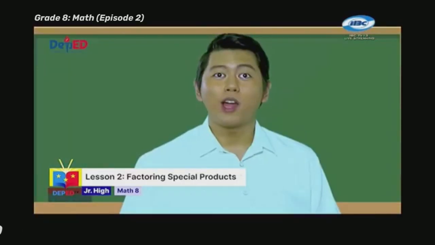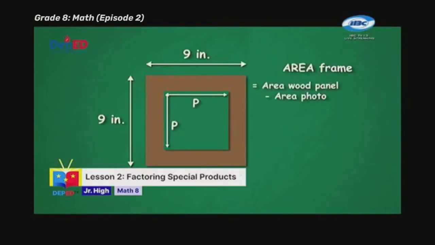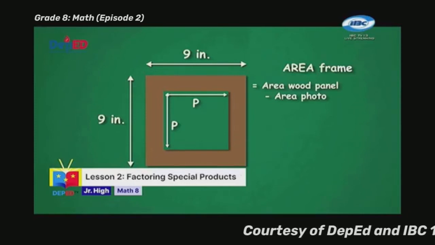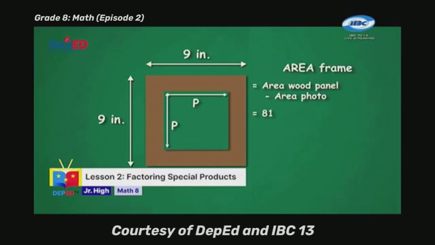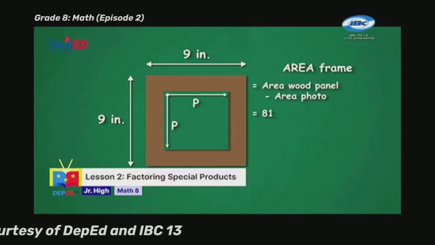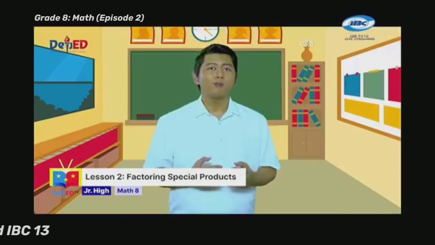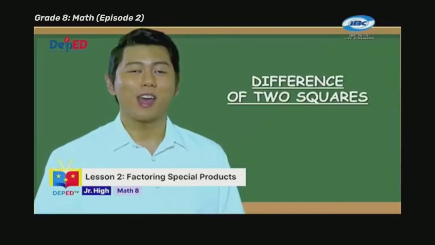We know that a square hole is to be cut in the square wooden panel. So we will subtract the area of the photograph from the area of the wooden panel. It is stated that the side of the panel measures 9 inches. So the area of that square panel is 81 square inches. Then, we will subtract the area of the photo from the area of the wooden panel. The area is p squared. What kind of polynomial is this? This is a difference of two squares.